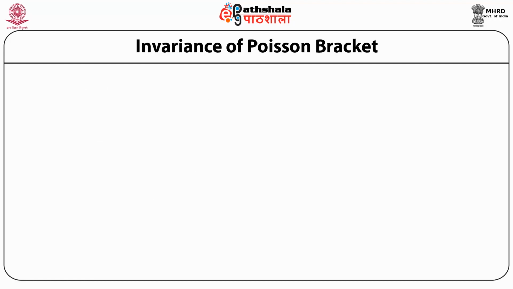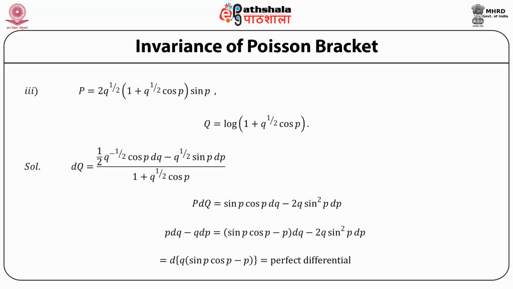Likewise, for a transformation where capital P, the new momentum, is given in terms of the old momentum and coordinate by this relation, capital P is 2 q to the half times 1 plus q to the half cosine p, times sine p, and the new coordinate Q is log of 1 plus q to the half cosine p. This can also be proved the same way by taking the differential of the new coordinate and then computing the product of P with dQ, and following the same steps as we did earlier, we can show that it is a perfect differential.